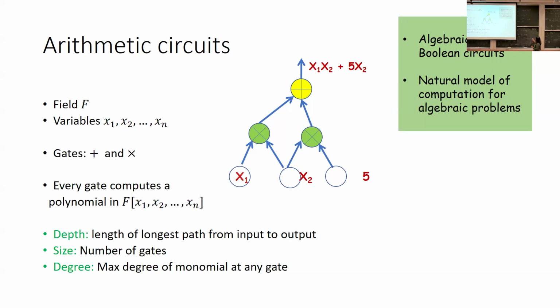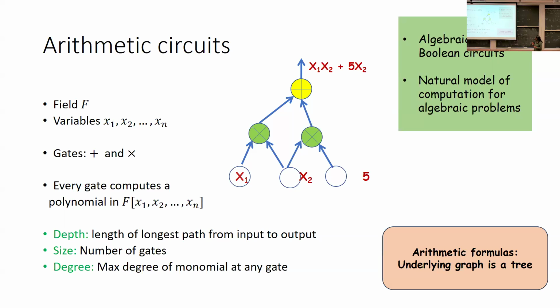And this is an algebraic analog of Boolean circuits, where the gates were and, or, and not gates. Now you have multiplication and addition gates. And instead of computing a Boolean function as output, you're computing a polynomial at the output. And this is a very natural model for computation of algebraic problems. If the graph of the underlying circuit is a tree, you call this object an arithmetic formula.